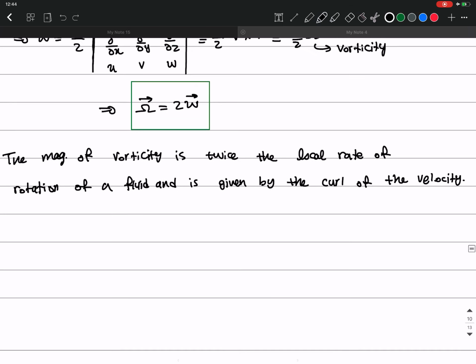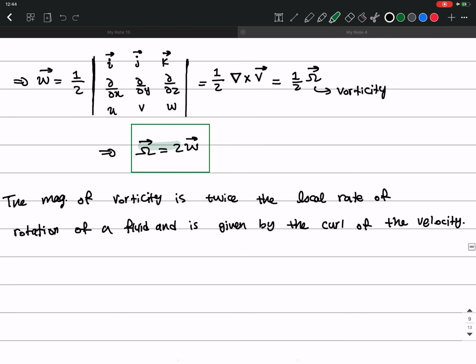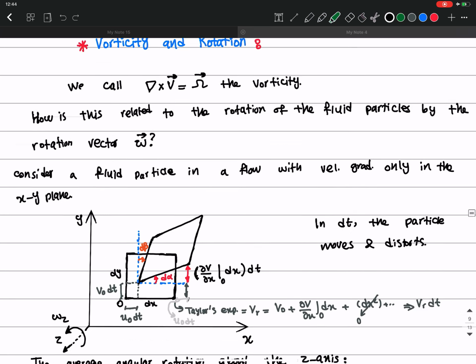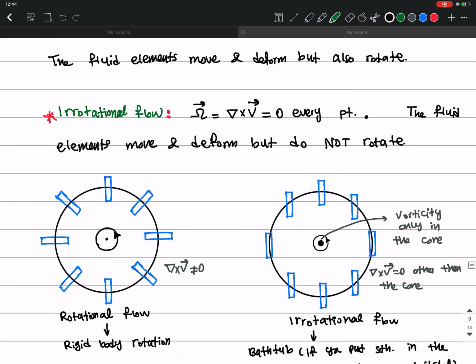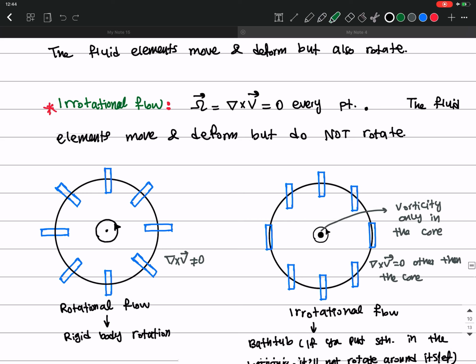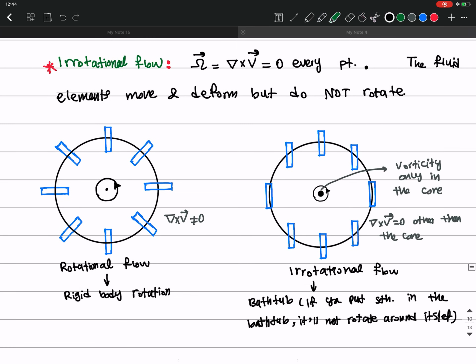We showed in this session that the vorticity is just 2 times the rotation vector. And we also defined rotational and irrotational flow based on the vorticity definition, and showed that we can have a large scale rotation, but because we don't have any rigid body rotation, the vorticity is going to be 0 everywhere, like in a bathtub, except the core. And so we have an irrotational flow.